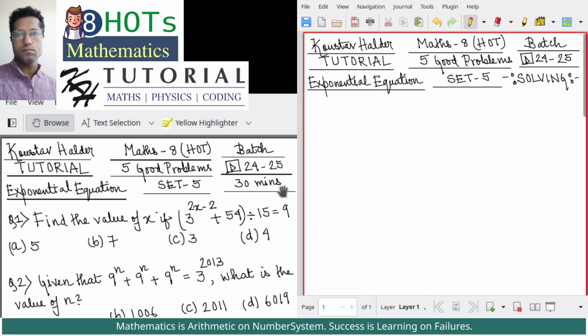Okay, so I have the set of problems on the left hand side. I hope the fonts are big enough so that you can see them properly. The link of the PDF of this set of 5 problems will be there in the description below. On the right hand side, I will solve the problem. After solving a problem, I will pause for a few seconds so that you can take a screenshot of the solution.